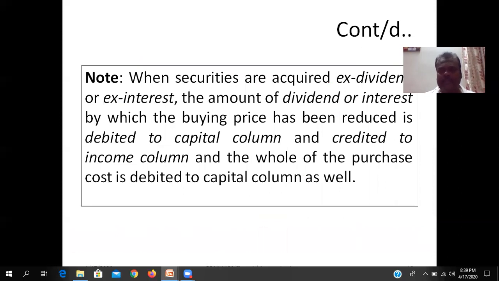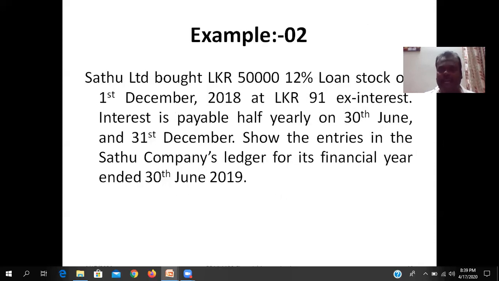So here the important note is given for you for your easy understanding. When securities are acquired ex dividend or ex interest, the amount of dividend or interest by which the buying price has been reduced is debited to the capital column and credited to the income column. And the whole of the purchase cost is debited to the capital column as well. So that we can see it with the example number 2.